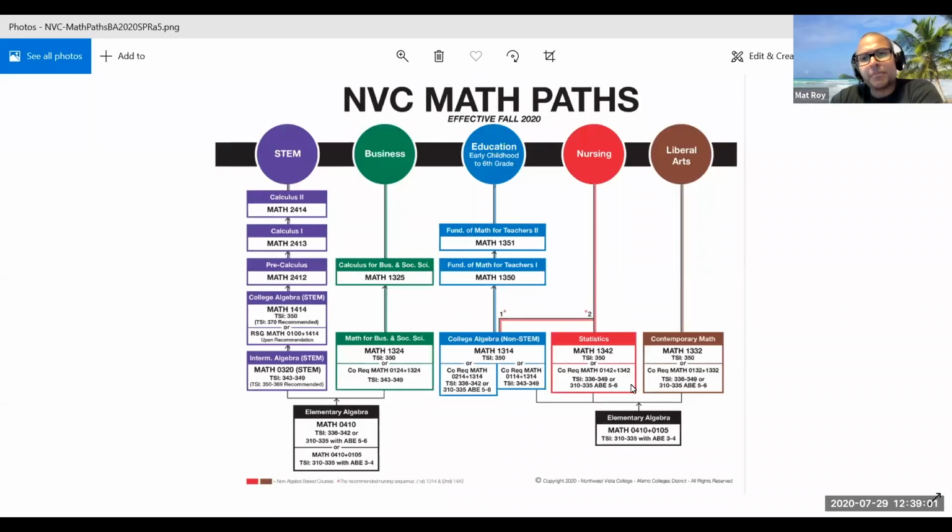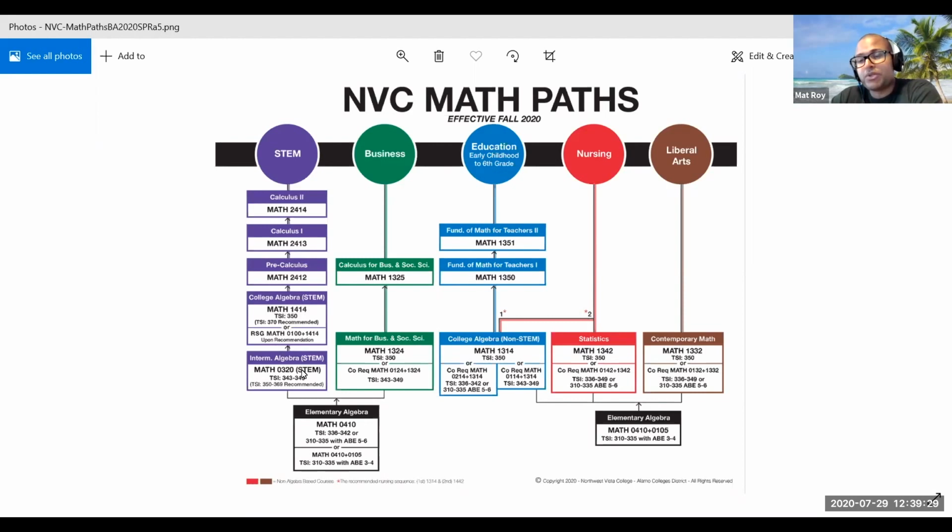I want to talk a little bit more about the math paths that we offer at Northwest Vista. So first of all, you'll notice that you are all currently on the purple STEM path right here at Math 1414. That's the course that you're about to take. But you'll notice that there's a course that comes before it that's called Math 0320 Intermediate Algebra. Now, if this is your first semester in college especially, and you're planning to take 1414, we really recommend that students take Math 0320 first.